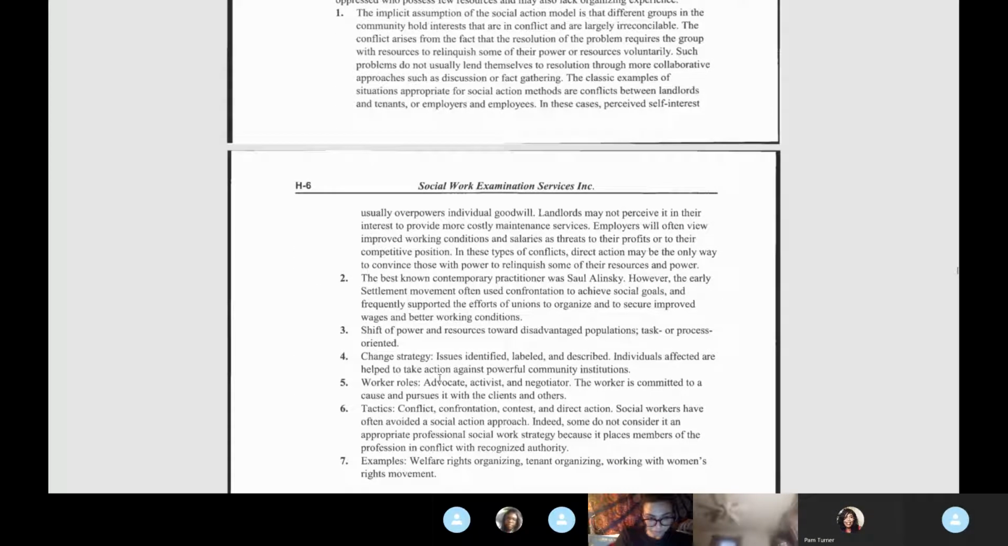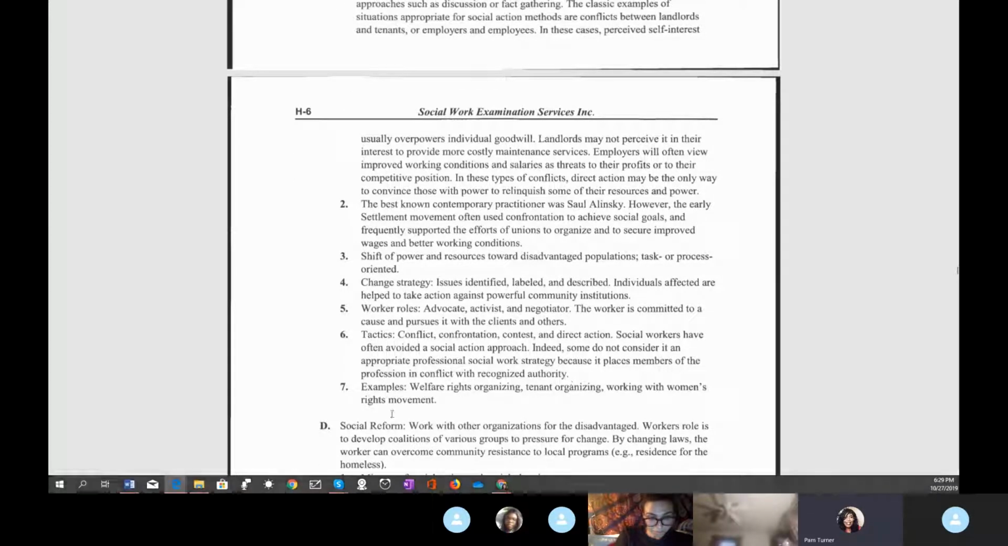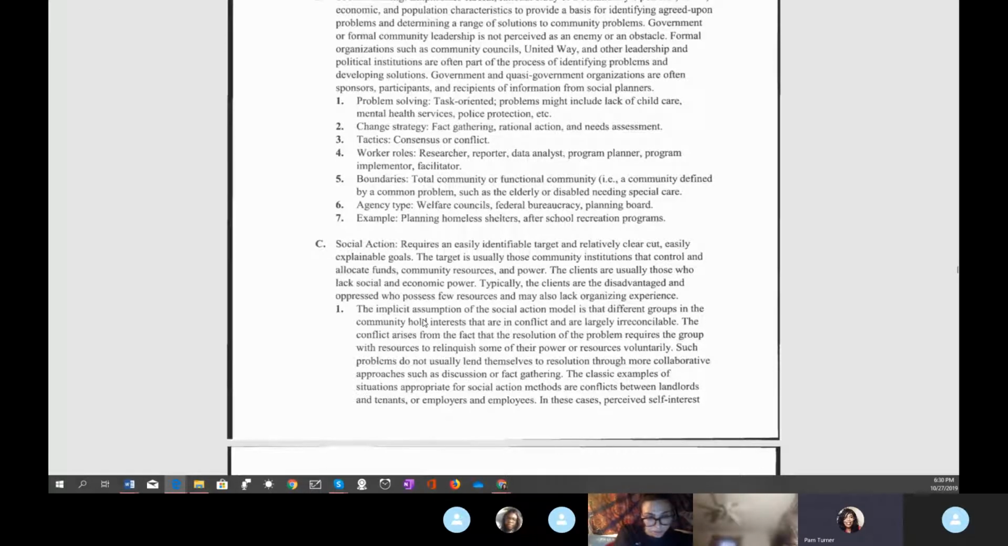Okay. The goal, again, is to shift the power and the resources. You've got to change strategy. Your worker role in this one is you're going to be an advocate, an activist, a negotiator. Your tactics might be conflict, confrontation, contest, or direct action. All those are things. So social action is actually doing something.